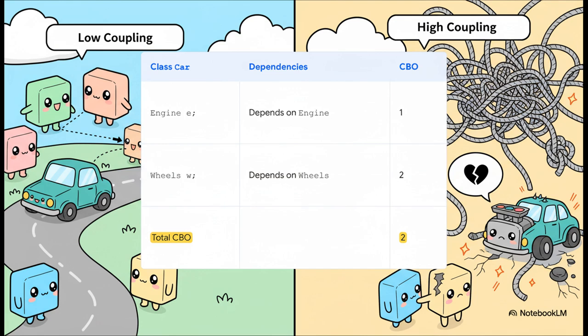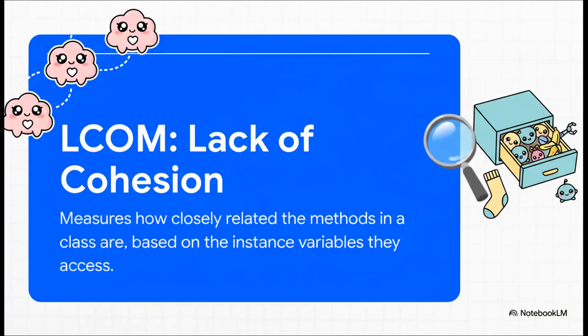That leads to modular, independent classes that are just so much easier and safer to maintain. Okay, now for one of my personal favorites, LCOM, or lack of cohesion in methods. This metric tells you if your class is a focused, single-purpose tool, or if it's basically just a junk drawer full of totally unrelated functions. A really cohesive class has methods that all work together on the same set of data. A class that lacks cohesion, well, it doesn't.